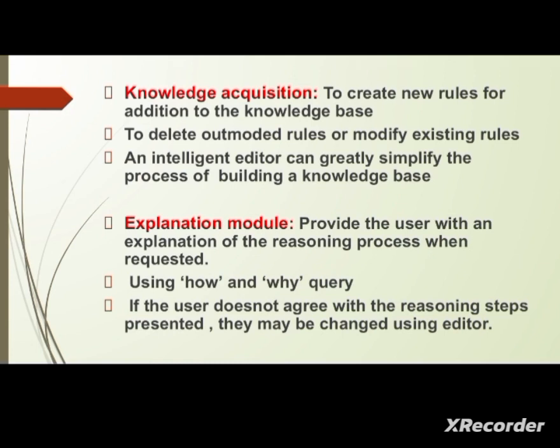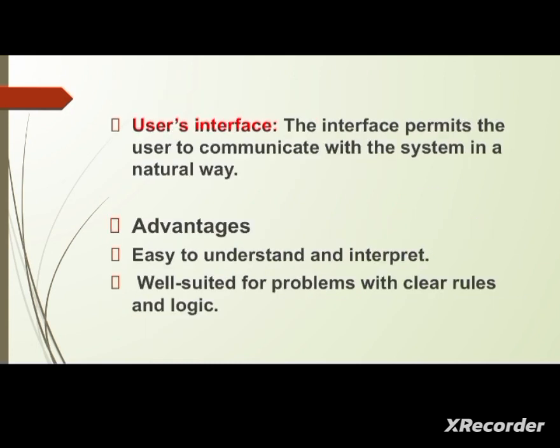So this is about the explanation module. Then the last component is the user interface. This is the interface to communicate between the user and the expert system. In this way, we put the input to the expert system, and the output given by the expert system is taken through the user interface. So that's about the components of a rule-based expert system.